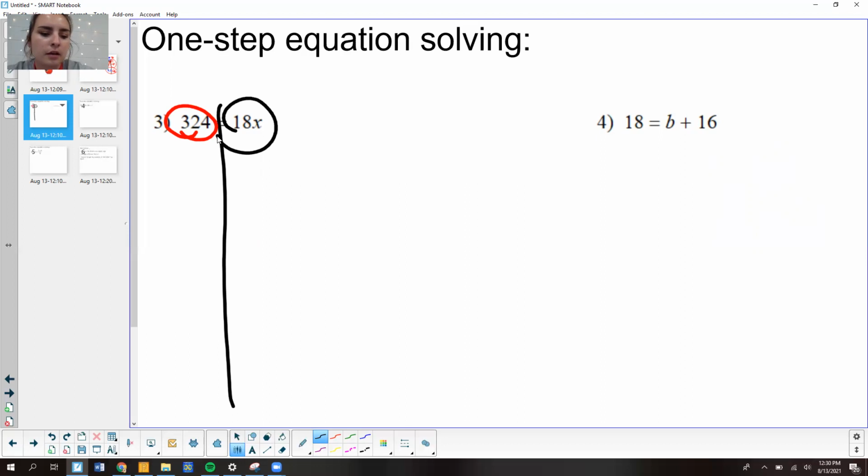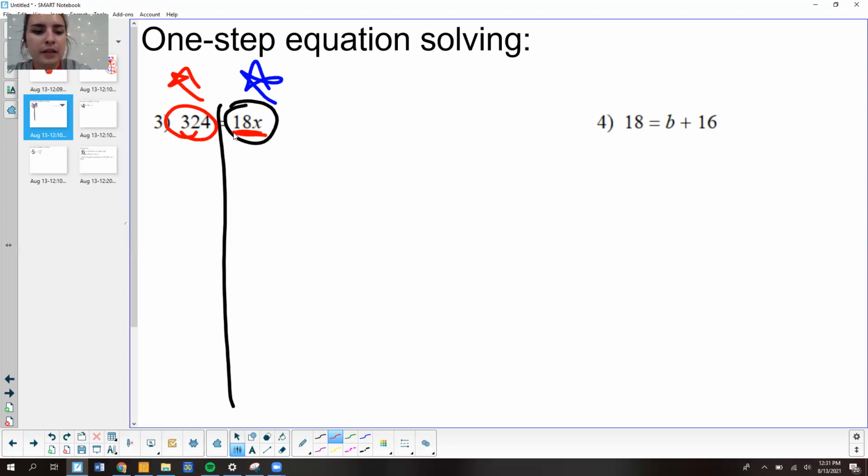Now, I know you might be thinking, well, there's a number and a variable. If it's attached like this, so if you have a number directly attached to a variable, that's called your coefficient. We'll get to that more in math class, but that whole thing, that 18x is going to be your variable term, okay? So remember, we want variable terms on one side, constants on the other side. So we want to get x by itself. We want to figure out what that x is.